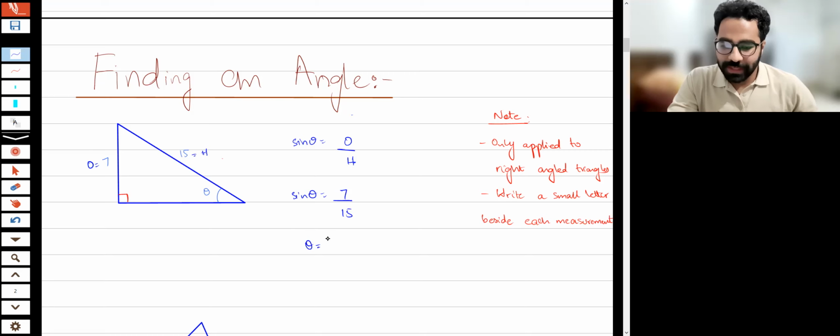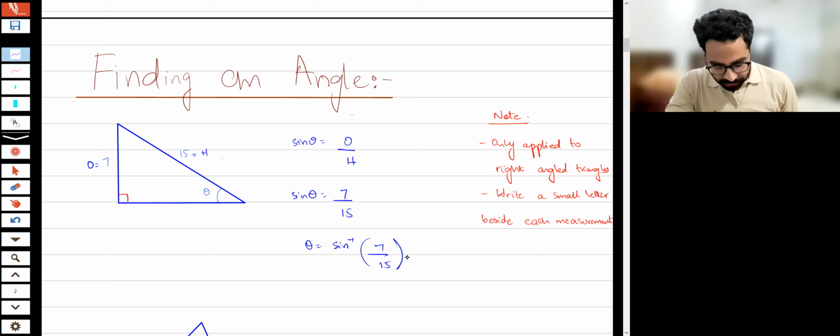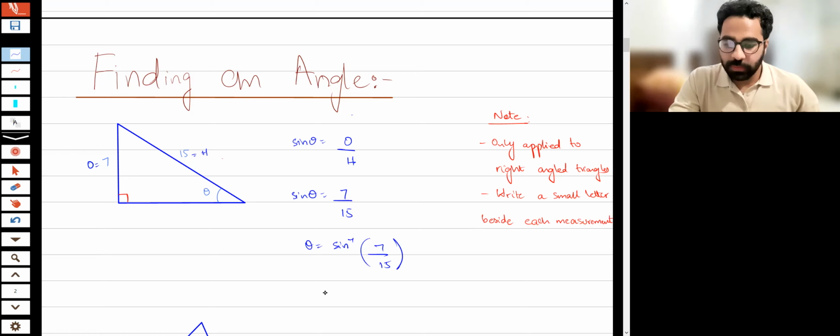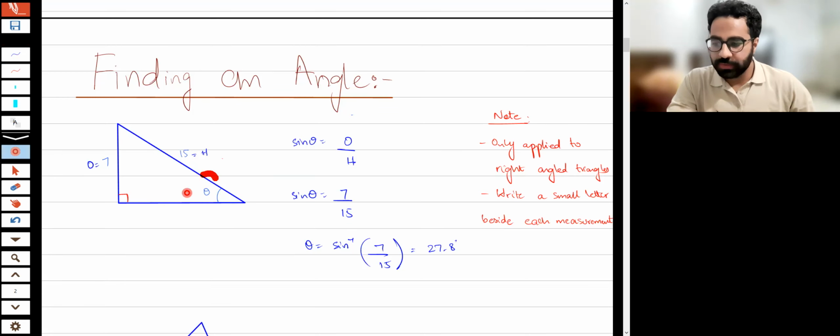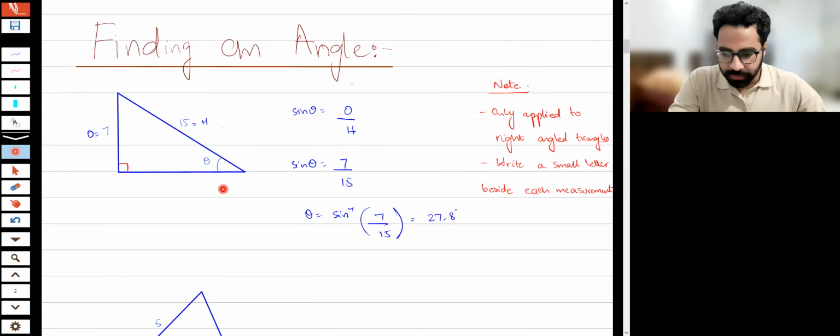So I'll get theta equals sine. Now sine, when it goes to the other side, becomes sine inverse. Sine inverse 7 upon 15. Use your calculator to find the answer for this question. Sine inverse 7 upon 15 is 27.8 degrees. So the value of my angle is 27.8 degrees. Okay, the value of this theta is 27.8 degrees.